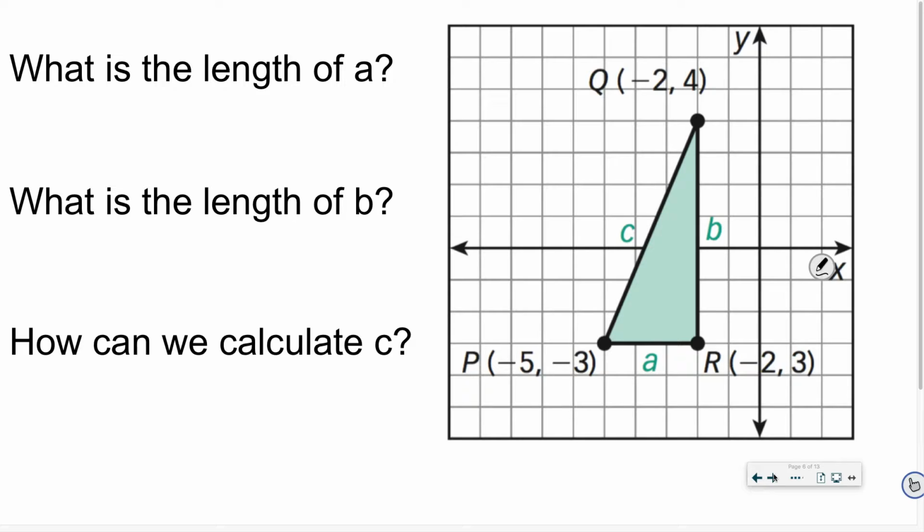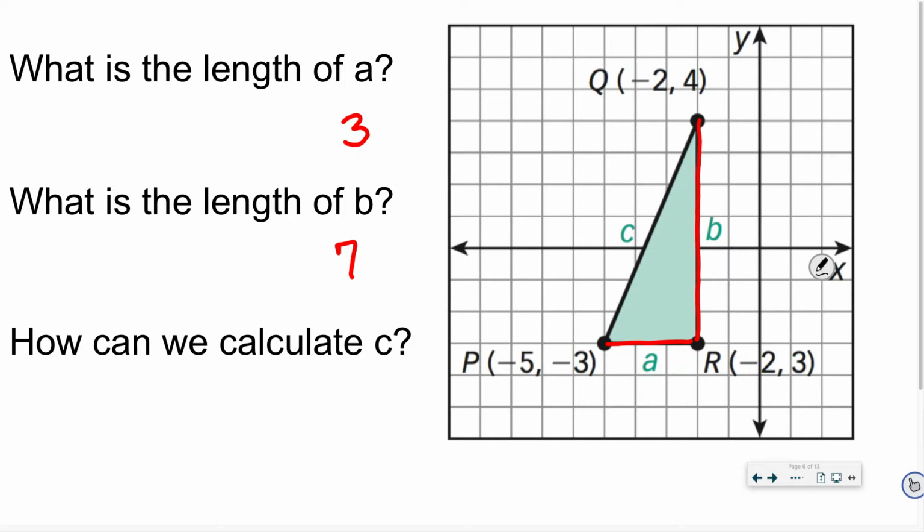If we drew the triangle, let's find our answer right now, just so when we try another method, we have the answer and we can check if we're correct. What is the length of A here? 3. Good. And the length of B? 7. The length of B is 7. So how do we find C?